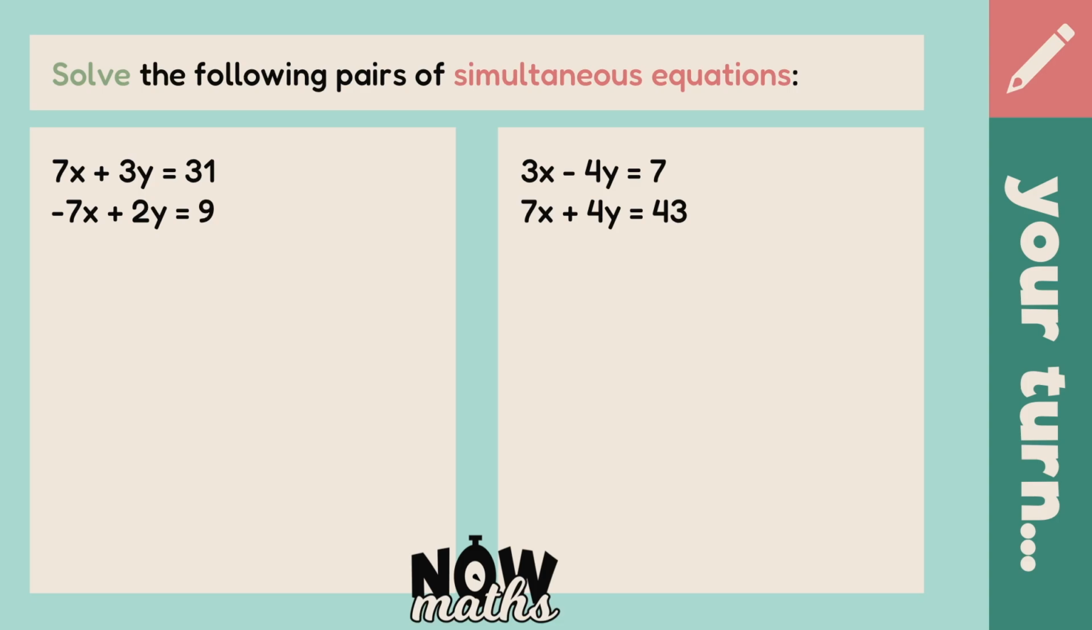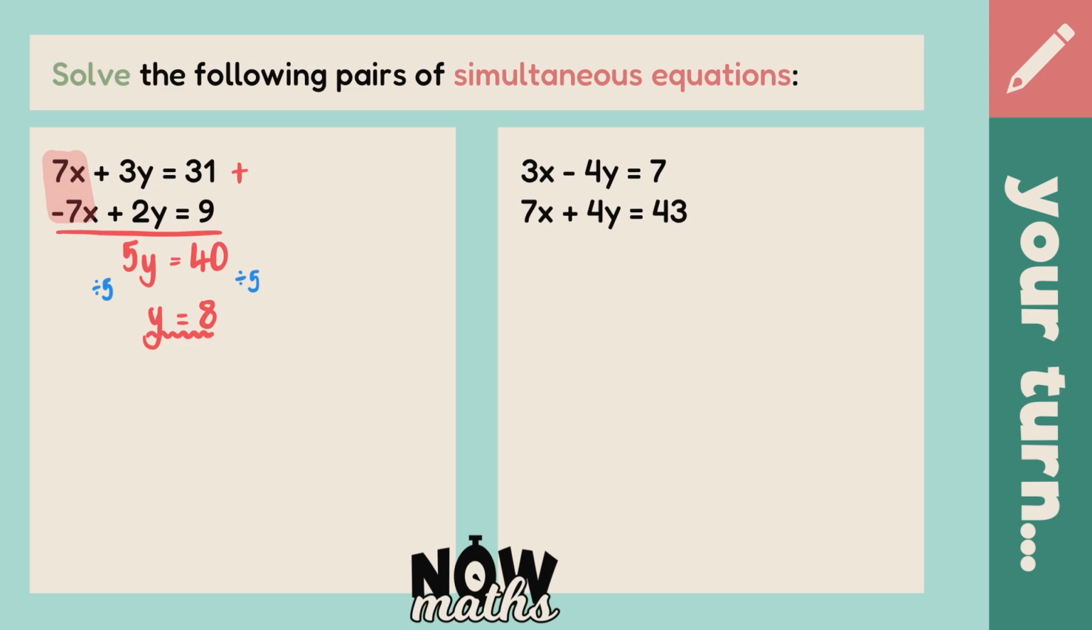So for our first pair of simultaneous equations, we can see we have a term of 7x in each, where one is positive and the other is negative. So in this case, we add the two equations together to eliminate the x. And when we add these equations together, 7x add negative 7x is 0, 3y add 2y is 5y, and 31 add 9 is 40. So we're left with 5y equals 40, which we can solve by dividing by 5 to give us y equals 8.